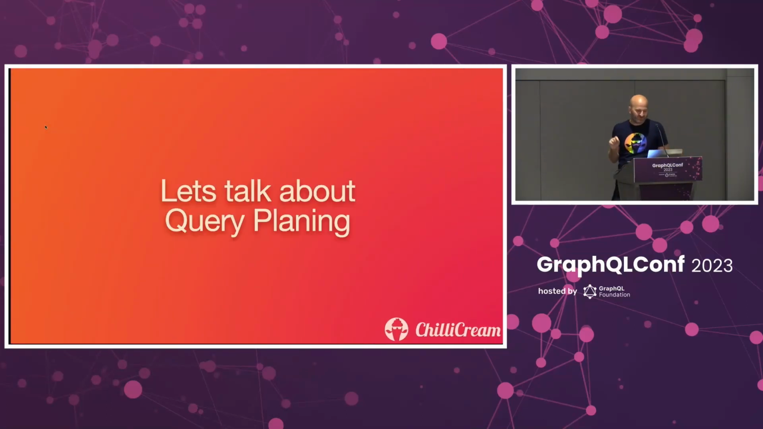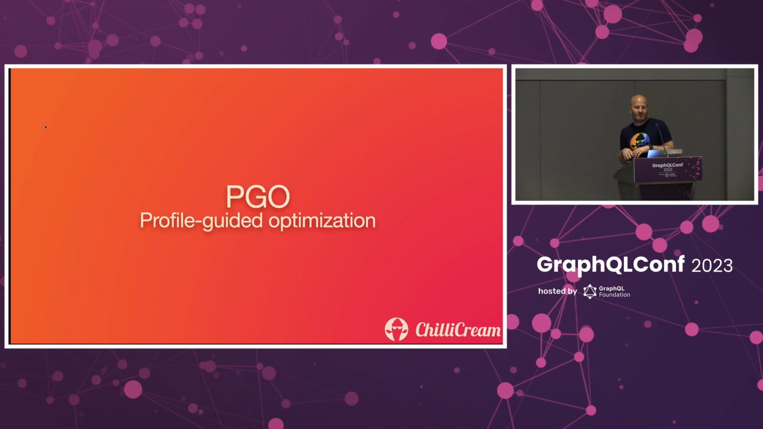Let's talk about query planning. So the Fusion spec describes a basic query planning algorithm, so everybody can implement that. Implementations, like our implementations, actually go further. We have a PGO approach, the profile-guided optimization approach. That means we will quickly generate a query plan that is kind of okay.